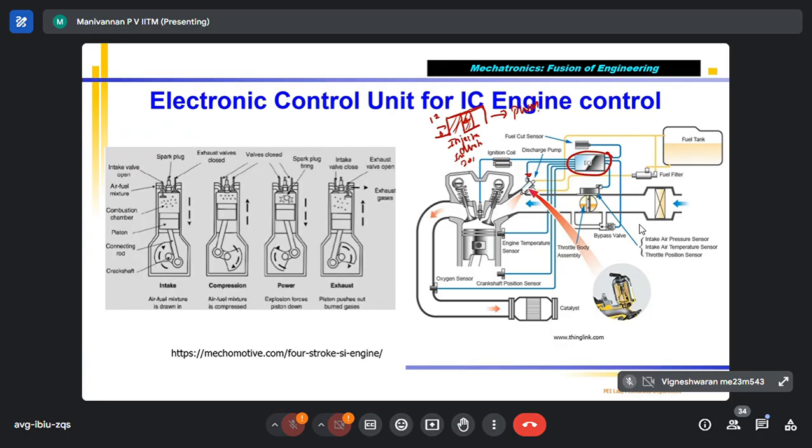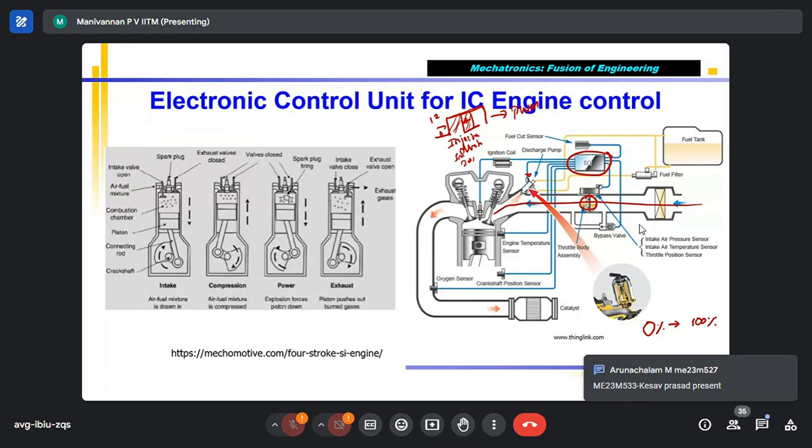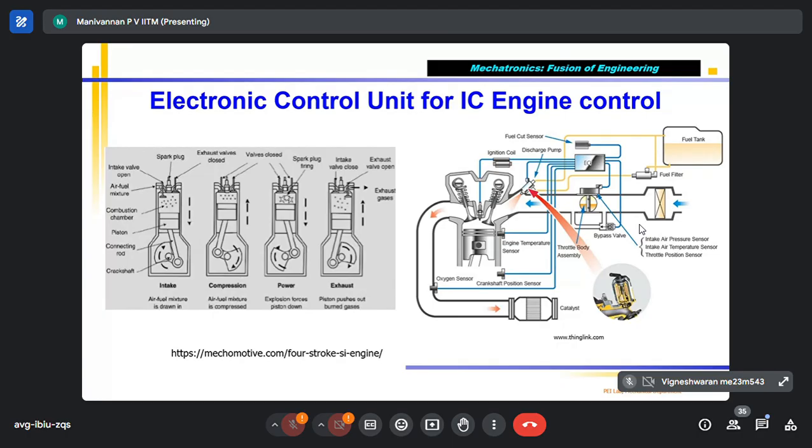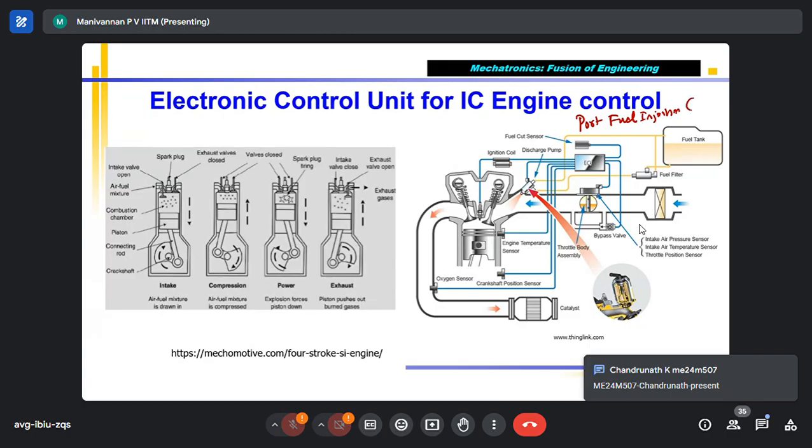The injector opening duration is varied depending upon the throttle position, because we know that the throttle can vary from 0% to 100%. When 100% throttle is there, the throttle valve will be fully open. The air will go without any restriction inside the combustion chamber, so that means more air can go in. So this is our structure, the fuel injection system. This is called a port fuel injection system, PFI for short.